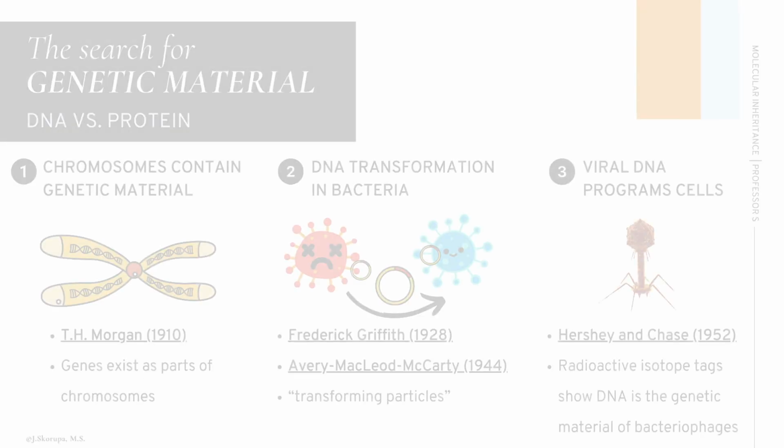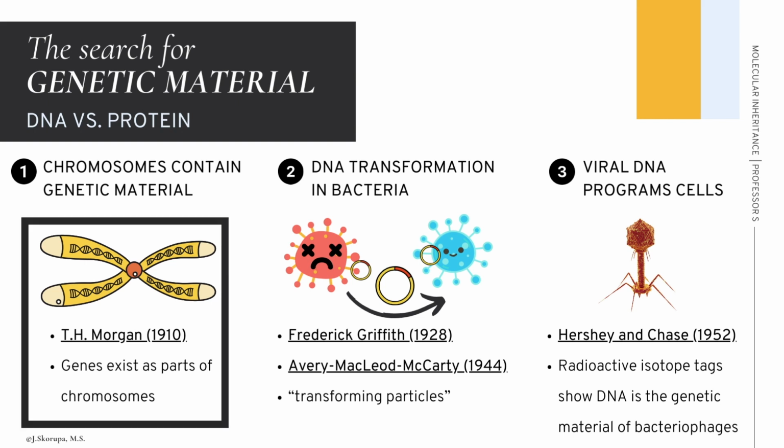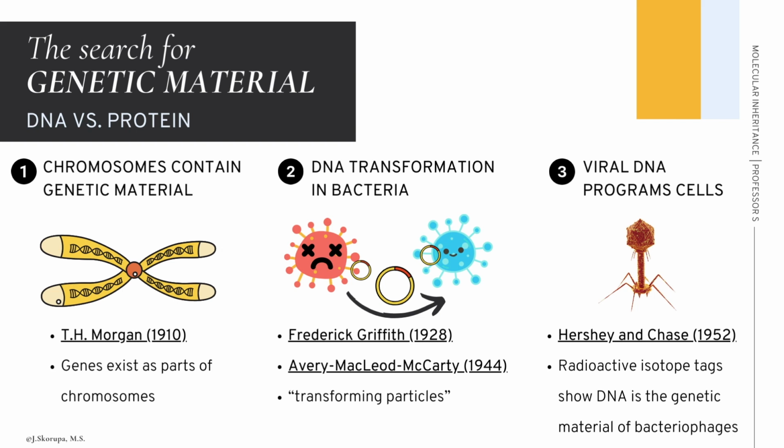Let's return to the 20th century. There are a few experiments we will focus on in this lecture. First, we'll give a brief overview, then dive into each one. In 1910, Thomas Hunt Morgan's work on Drosophila flies showed that genes are located on chromosomes. The two components of chromosomes, DNA and protein, became candidates for the genetic material.